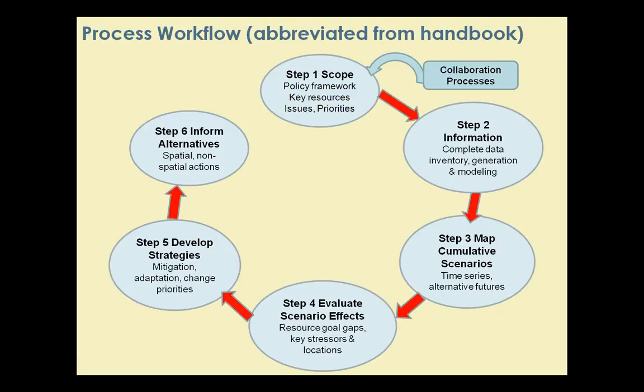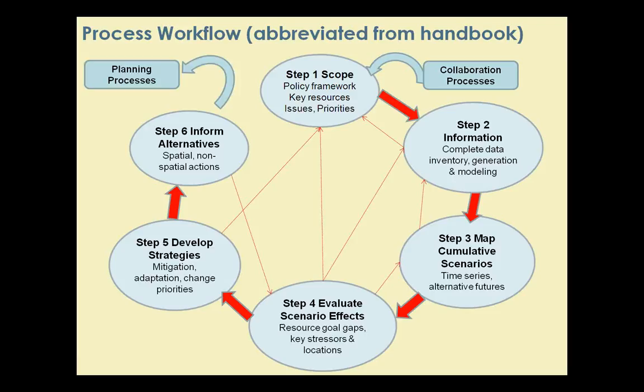Step six then is where we are looking at informing alternatives, particularly developing spatial maps of alternative future scenarios where we're addressing our stressors to the degree possible, and it can also include some non-spatial actions. There's a lot of interconnectedness among these things, a lot of feedbacks, in some cases revisiting priorities or going back and redoing some data inventory or data generation, so I won't step through those, but just indicating that those feedbacks do exist. And then finally, we're going to export our alternatives out to various planning processes.